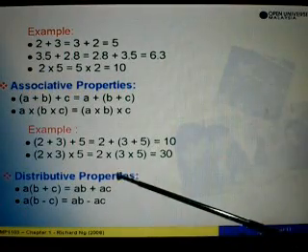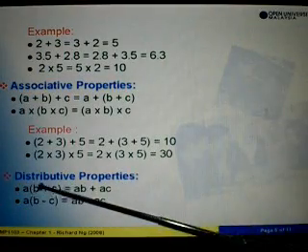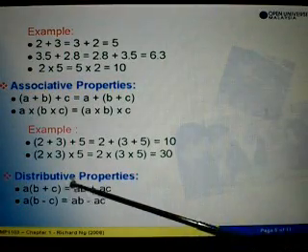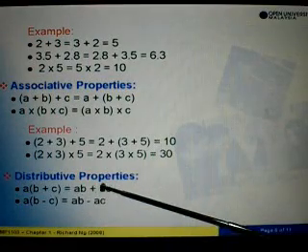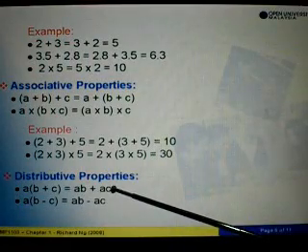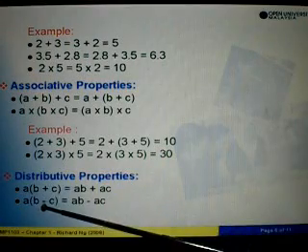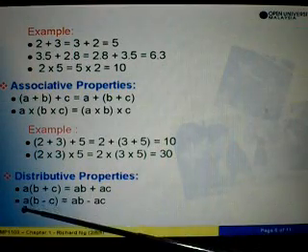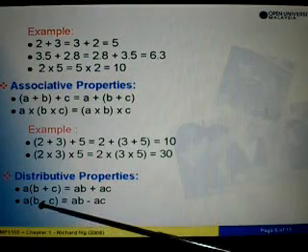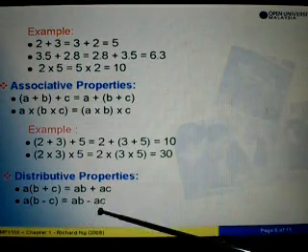For distributive properties, A bracket B plus C is the same as A times B plus A times C, which gives us AB plus AC. Or if it is minus, we can say A bracket B minus C equals A times B minus A times C.